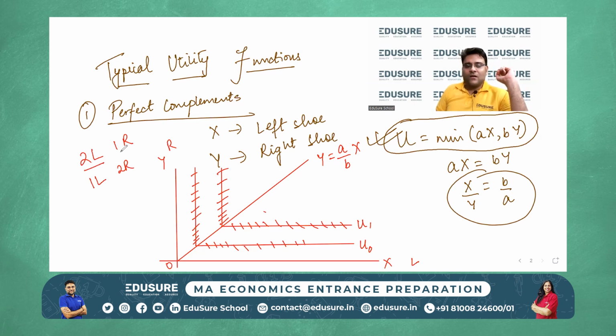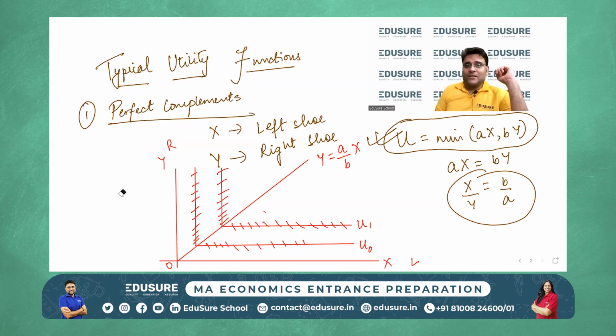If I have two left and one right, I basically have only one complete pair. So whether it is 2L, one right, or one left and one right, it will give me the same utility. The horizontal part is the extra amount of X that I have, but I don't have enough Y. Similarly, on the vertical part, I have an extra amount of Y, but less amount of X. Hence, even if I increase my Y, it leaves my utility unchanged. And here I am increasing my X, it's leaving my utility unchanged. So perfect complement works in this kind of fashion, and the indifference curve is of this type.